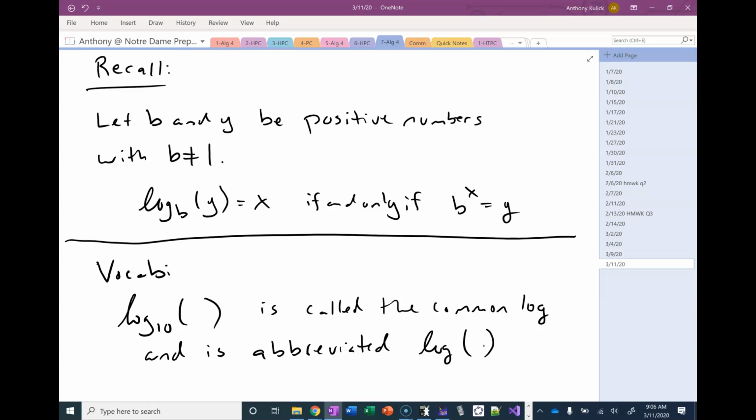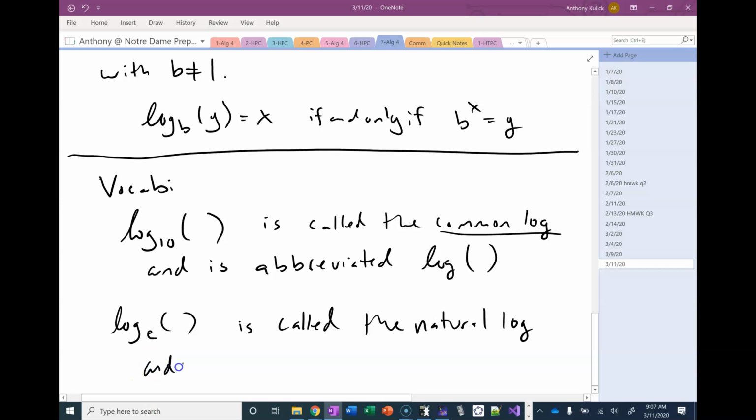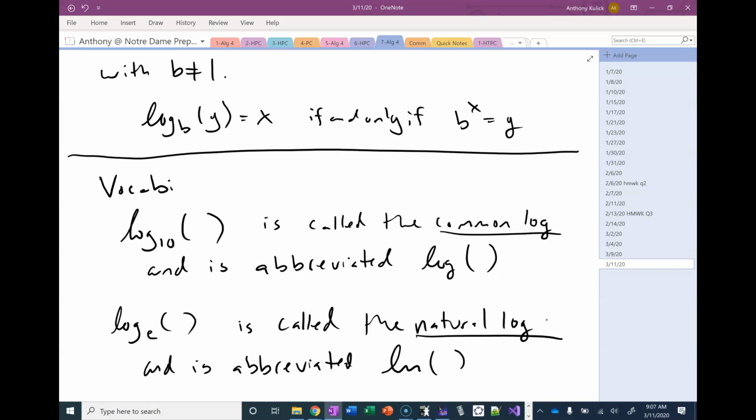Okay? So most of you probably at this point have noticed that there's a log button on your calculator that just says log. That is log base 10. That is the common logarithm. Everybody's okay there? Okay. Log base E is called the natural logarithm. And is abbreviated ln. So if you see ln, that means log base E. And probably some of you have noticed that there's an ln button on your calculator right next to the log button. Everybody's okay with that?